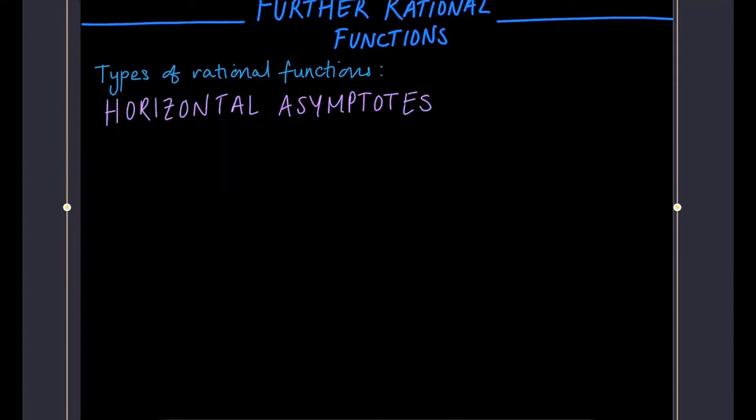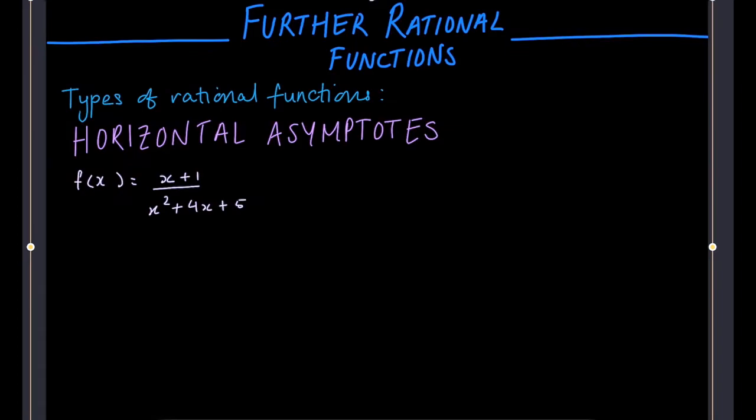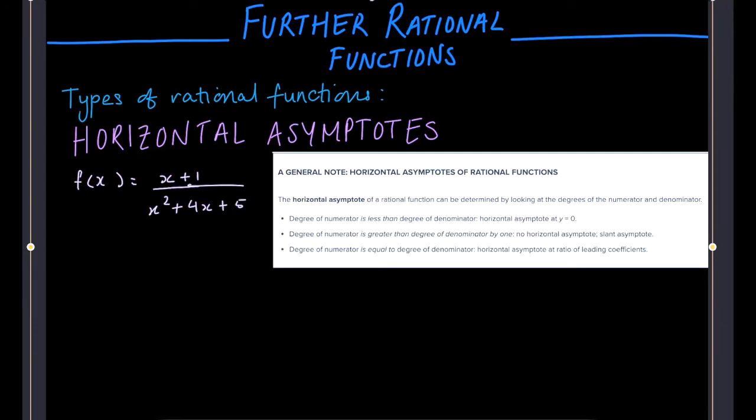Okay, so now let's look at horizontal asymptotes. Let's say we have this function, x plus 1 over x squared plus 4x plus 5. To find horizontal asymptotes, we kind of need to do it analytically. The method is different depending on the degree of the polynomials in the numerator and the denominator. I'll put down an image here for you guys. The image on the right that I just pasted shows you how to know what the horizontal asymptote is going to be.